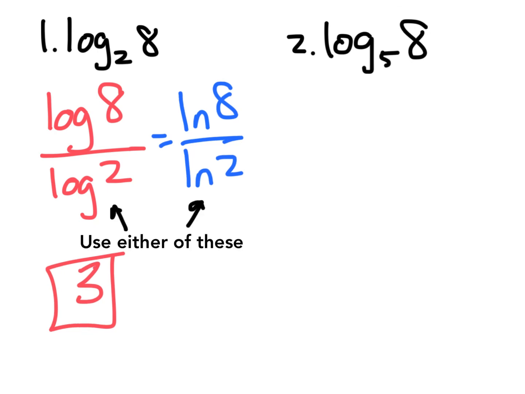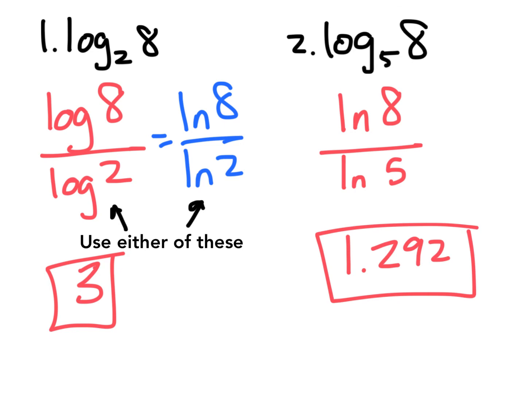Okay, but over here, we don't know 5 to what power is 8. We know it's not the second power because 5 squared is 25, but it must be a little bit more than 1 since 5 to the first is 5. So let's evaluate it. I'm going to use natural logs this time. So the natural log of 8 divided by the natural log of 5. I've given them the base e, right? So now I go to my calculator, I type this in, and I find that this is equal to 1.292, a little bit bigger than 1, just as we guessed.